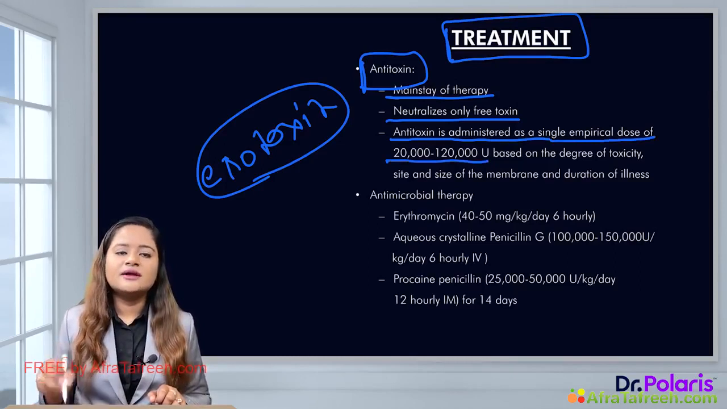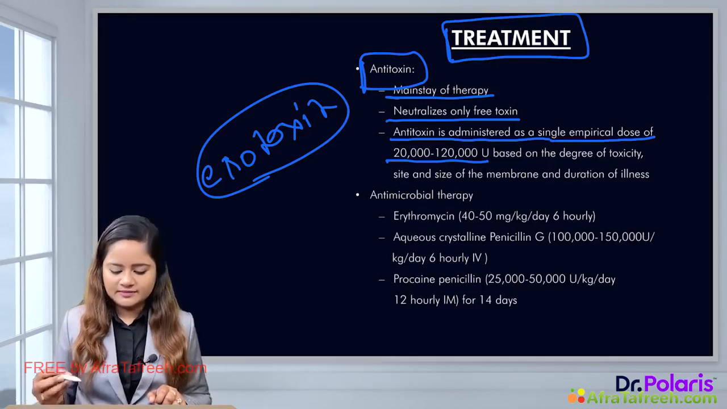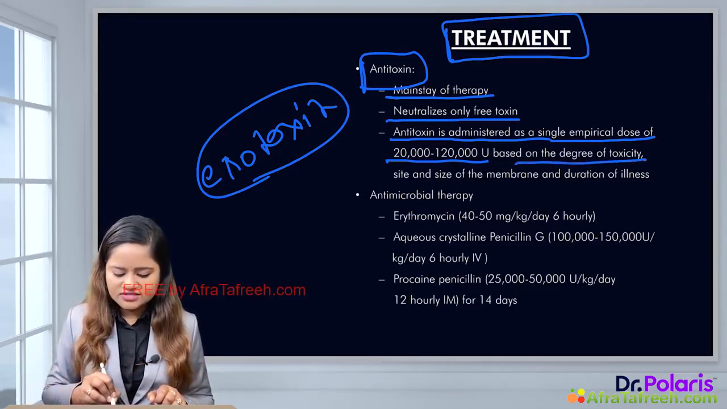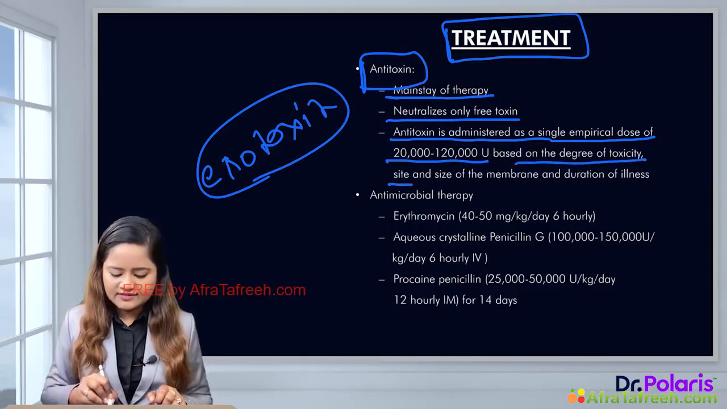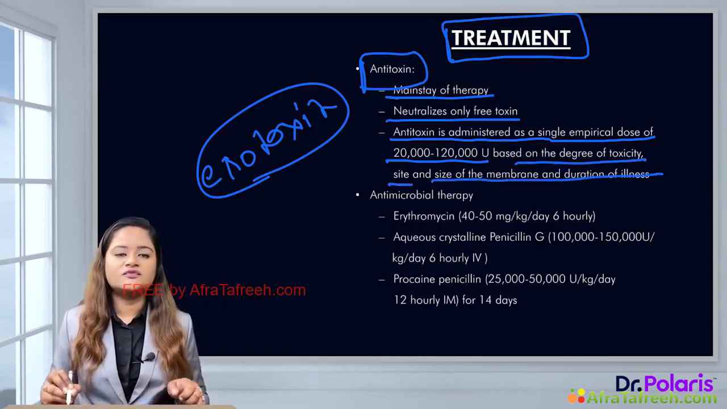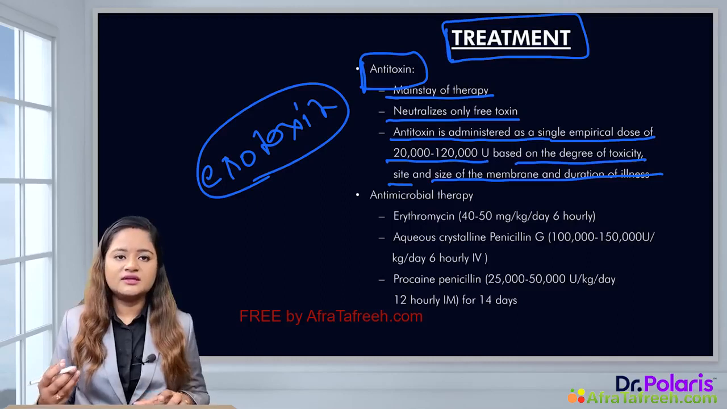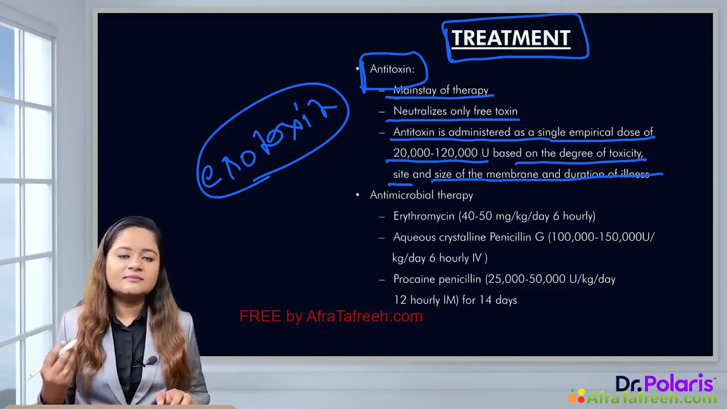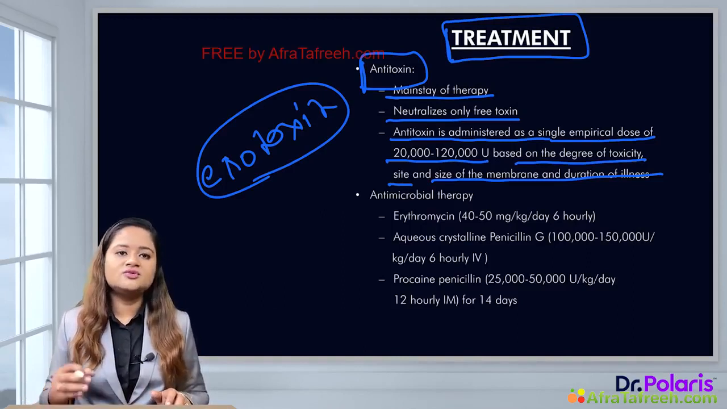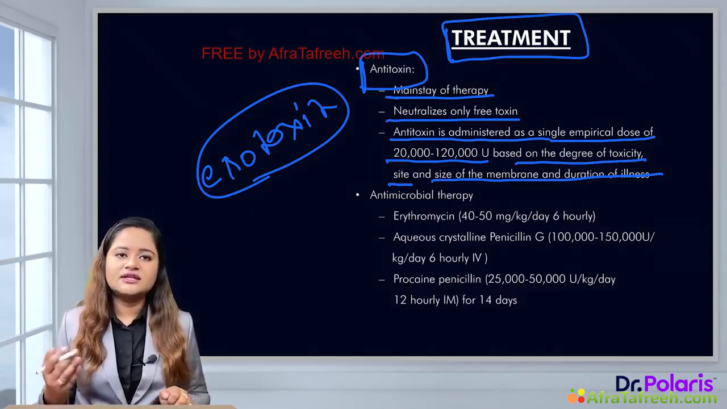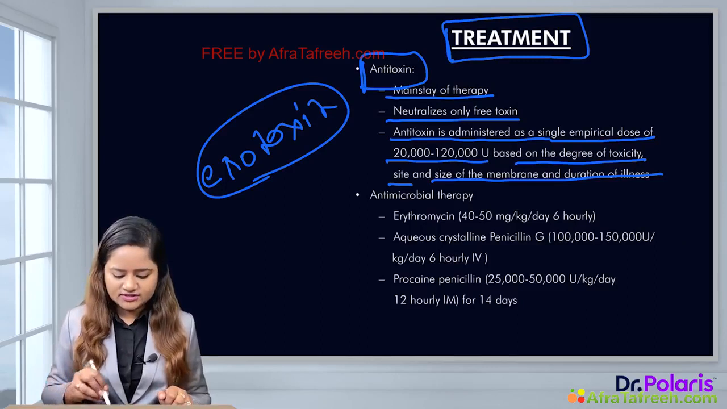Now, this does not depend on the age, gender or weight of the baby. It depends on the degree of toxicity, the site of involvement, the size of the membrane and the duration of the illness. If it is very severe, we can give an even higher dose of this antitoxin. If it is not that severe but membrane formation has happened and we need to decrease the effect of the toxin, then also this antitoxin can be injected.